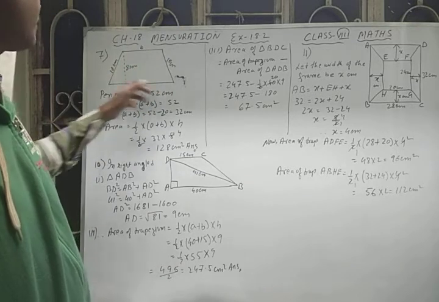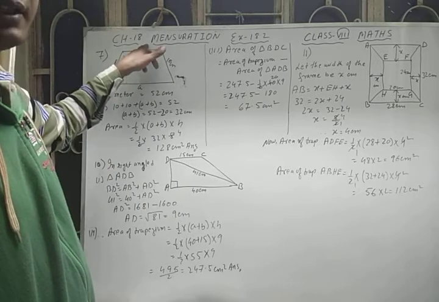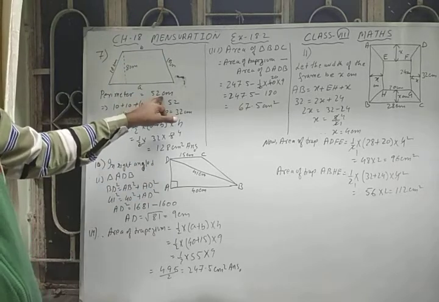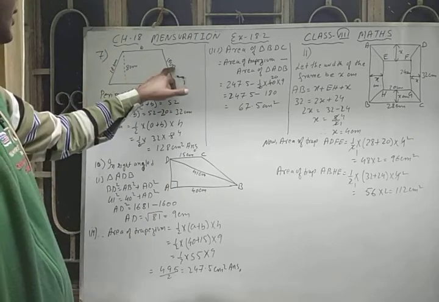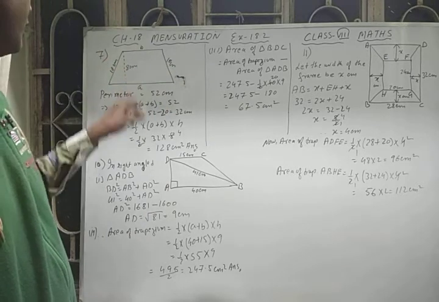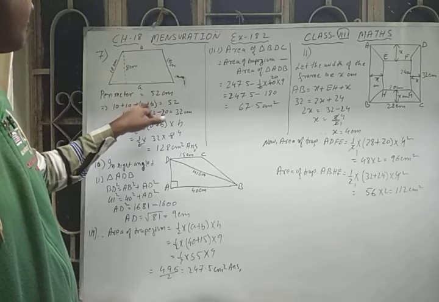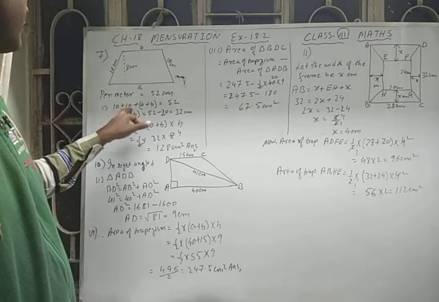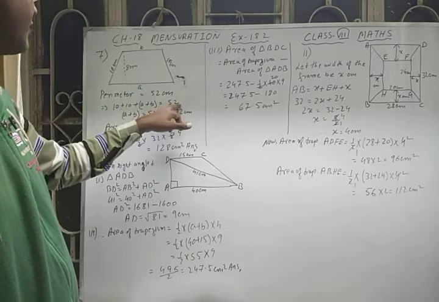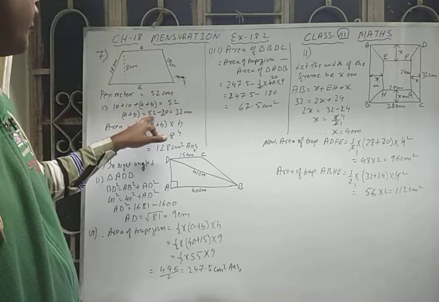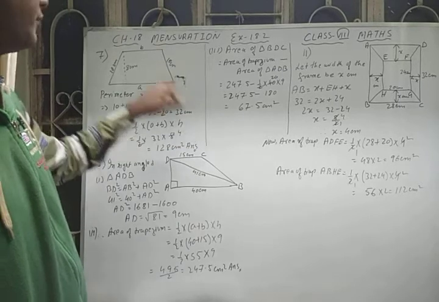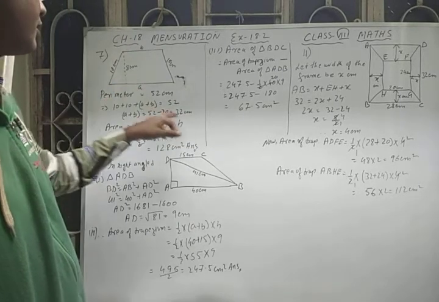I have taken these two sides as A and B. Now the perimeter is 52, that is equal to 10 plus 10 plus A plus B. So A plus 10 plus 10 plus B equals 52. So A plus B equals 52 minus 20, taking it to the right side, that is equal to 32 centimeter. That means the sum of the two parallel sides is 32 centimeter.